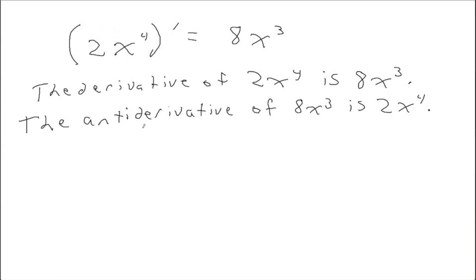It undoes it, just like how you could undo addition with subtraction. If you add 3, you can undo it by subtracting 3. How can you undo multiplication? With division. If you multiply by 2, you can undo that by dividing by 2. How can you undo squaring something? You can undo it by taking the square root. So in math, there's usually an inverse way to undo an operation. The way to undo derivatives is to take the antiderivative. Okay, good.